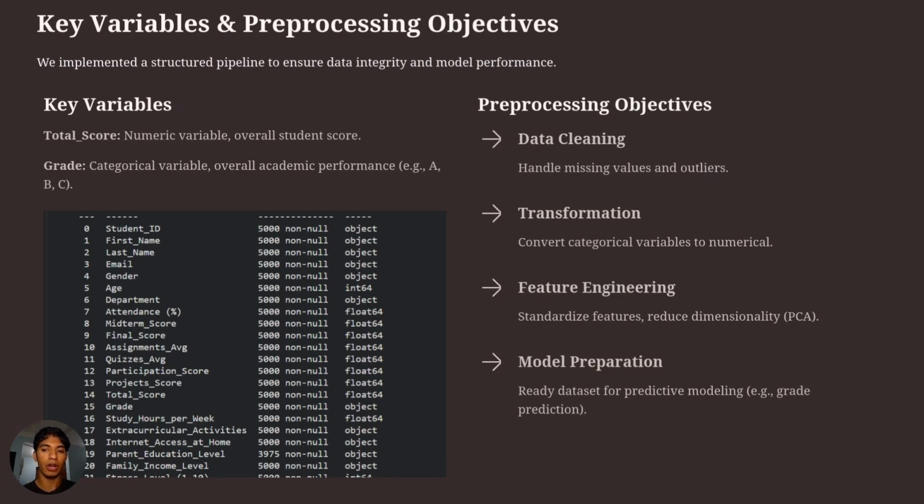Initial inspection of the dataset shows 5,000 records across all core features. We also noted several text-based identifier columns like student ID and email. Our overall pipeline was designed to systematically address five main objectives: clean, encode, scale, and reduce the data.